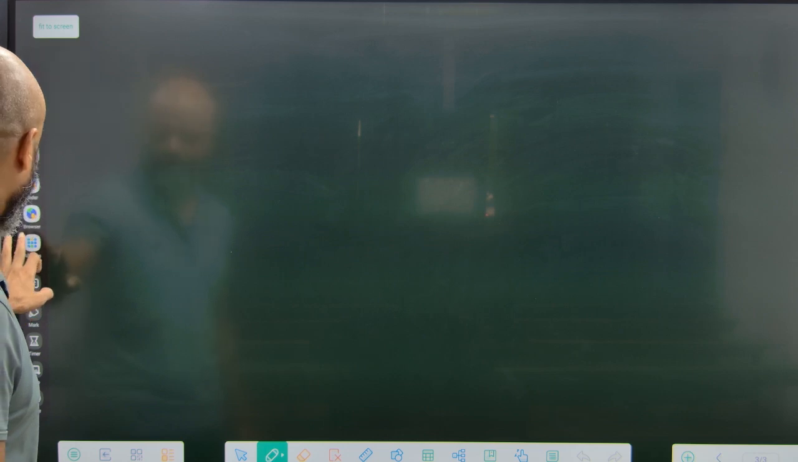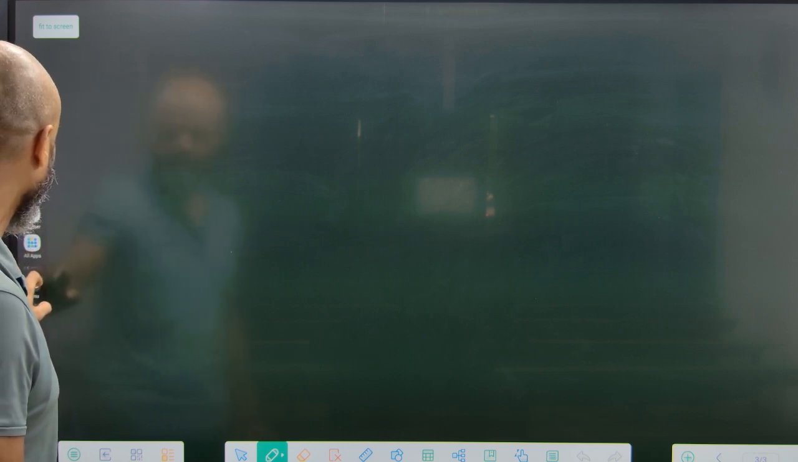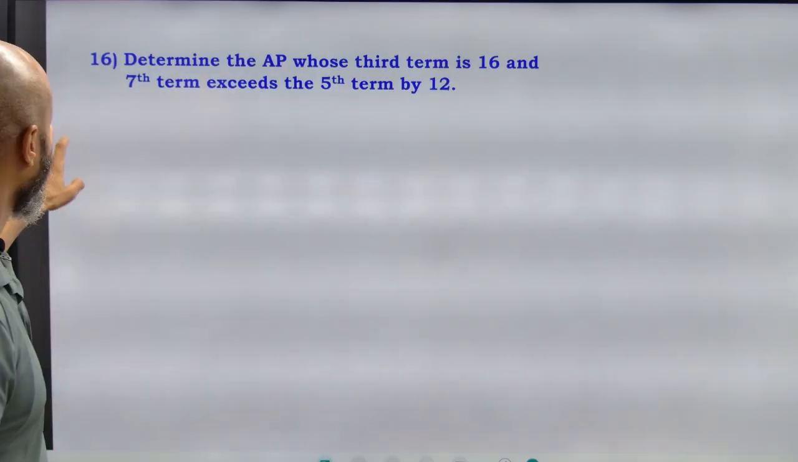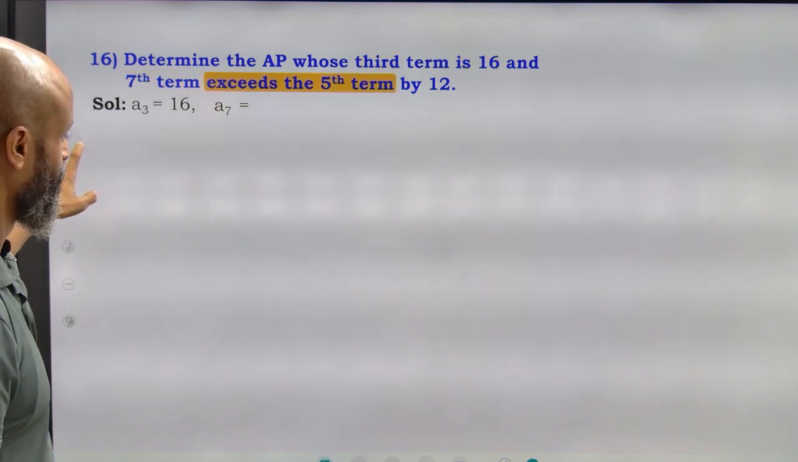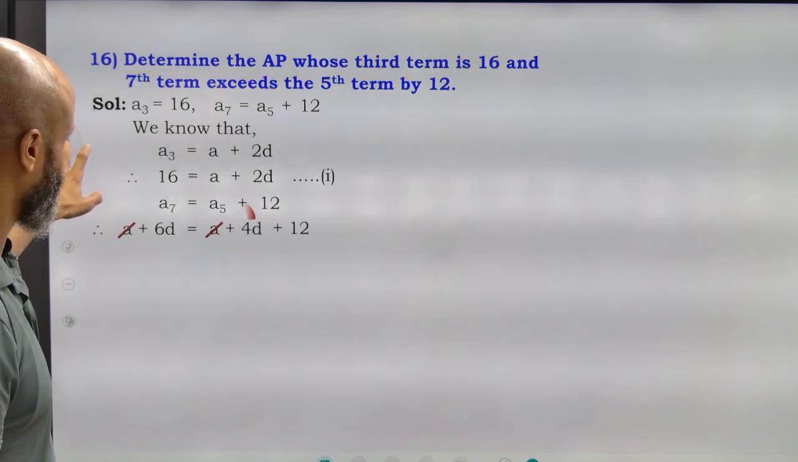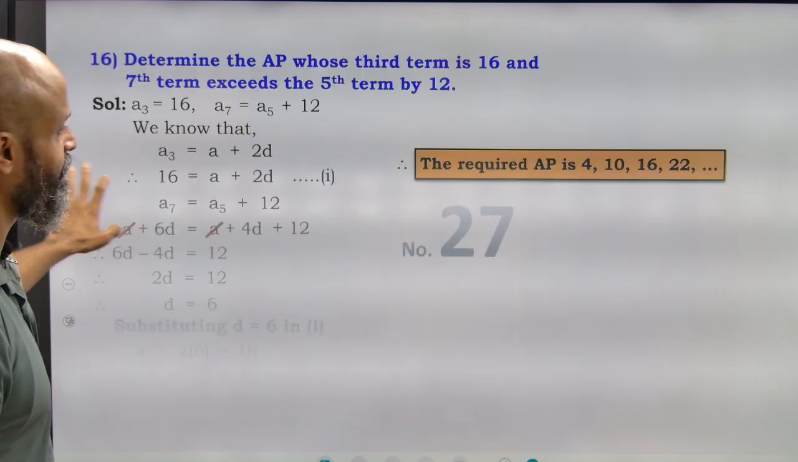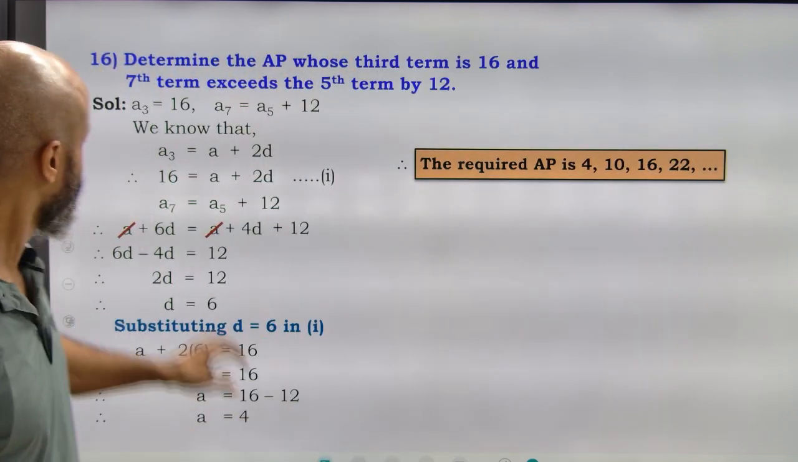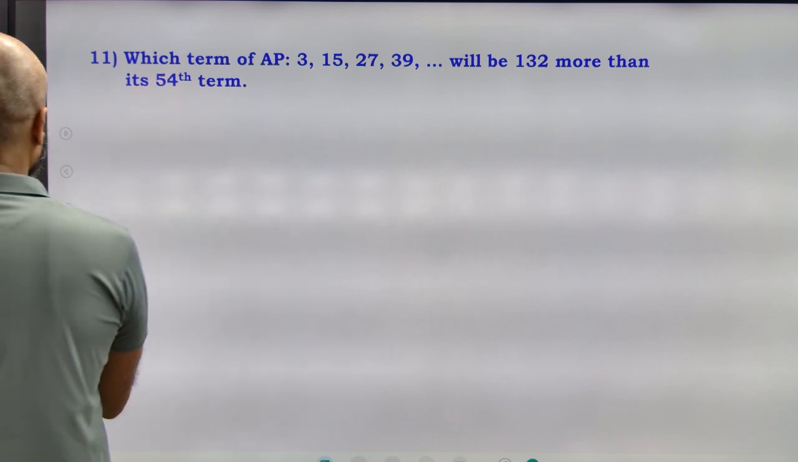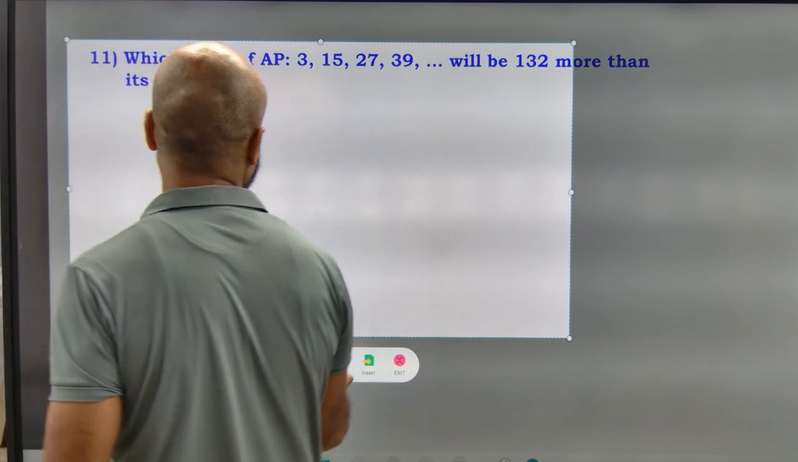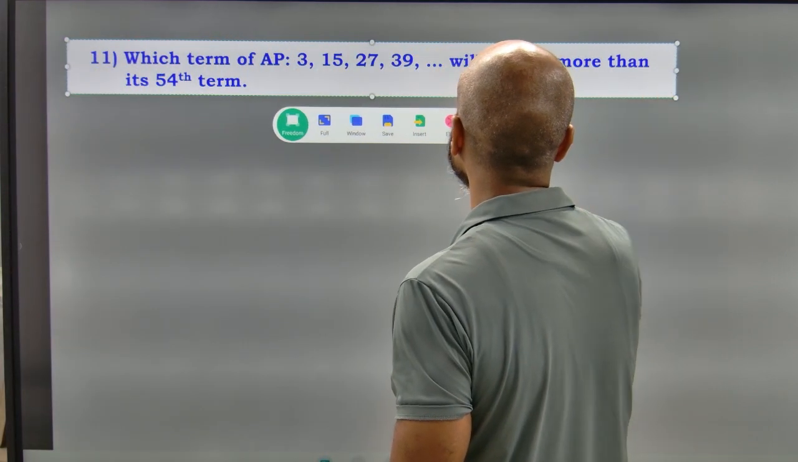All right, so let's move ahead. If we look into this, this will be A4. So the required AP will be 4, 10, 16, 22, the same as we got as an answer. Which term of the AP will be 132 more than its 54th term? Here we have an AP which is given as 3, 15, 27, 39.